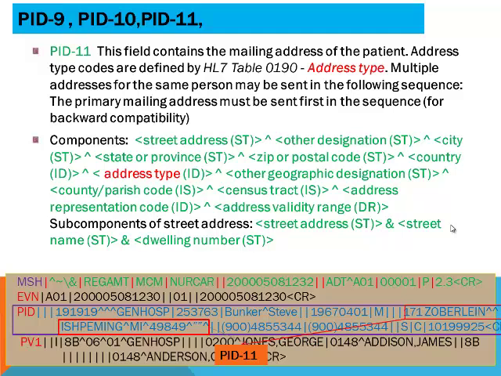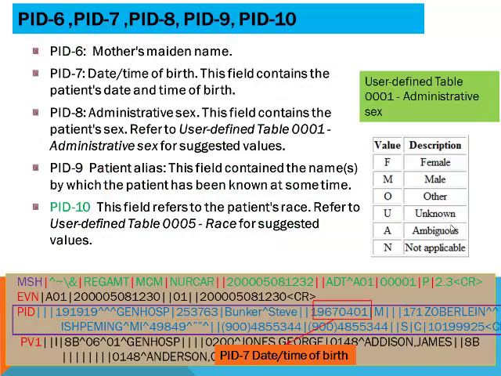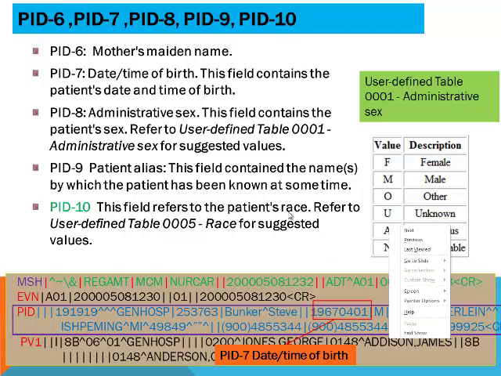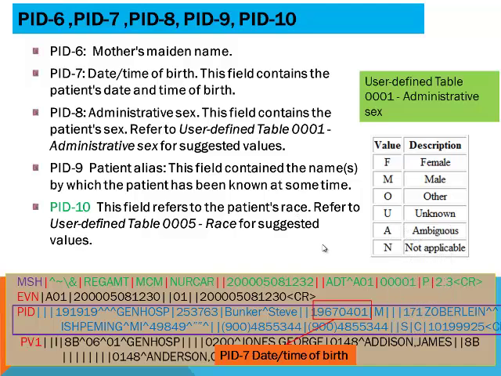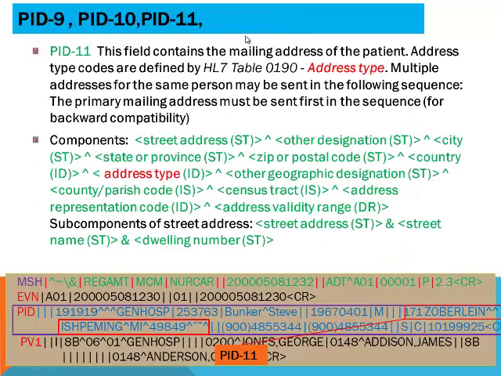So we know for the PID 9 and PID 10, one is for the patient illness, another is about the race. But for the PID 11, this field in fact contains the mailing address of the patient.